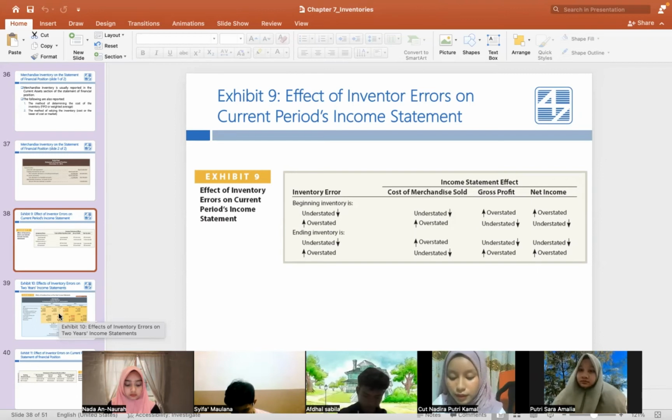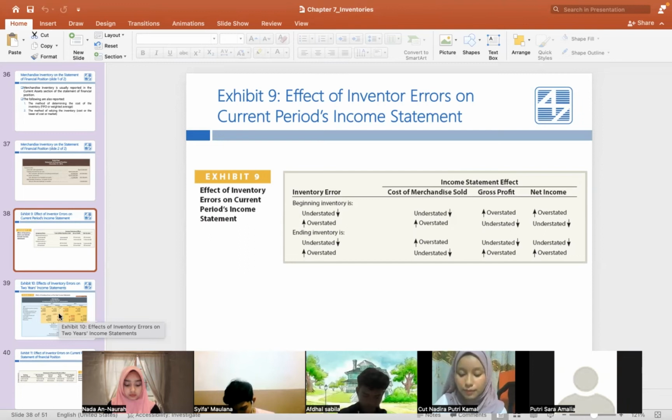And about net income, at the beginning of inventory, it is overstated and then goes understated. And at the ending of inventory, it is understated and becomes overstated again.